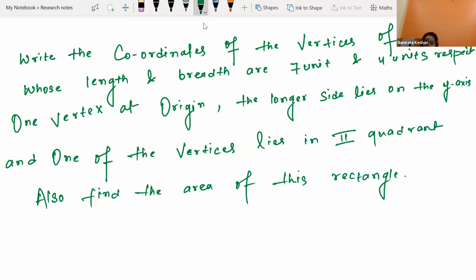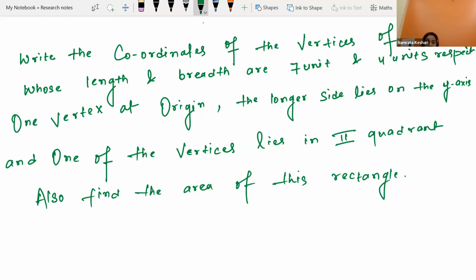Ma'am, I got 28 square units. Yes, Sazia, Safia, Farhan, what are you getting? We will be discussing it. Please let me know what you are getting. Write the coordinates of the vertices also. What have you got as the coordinates of the vertices?